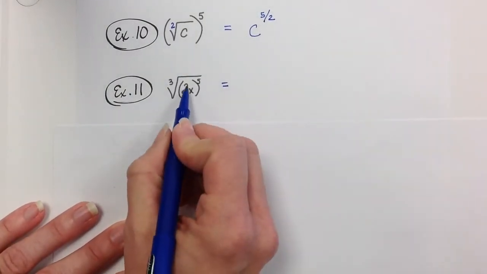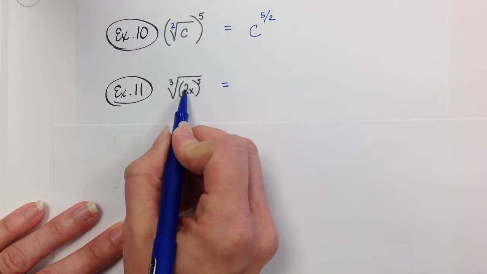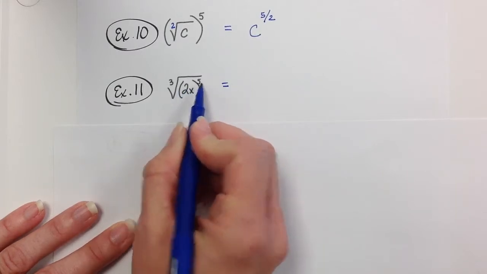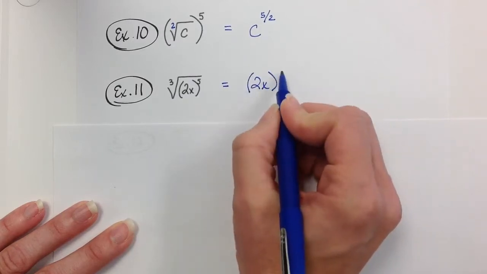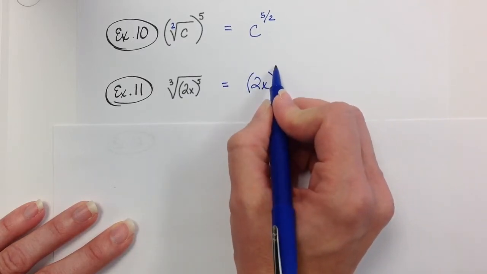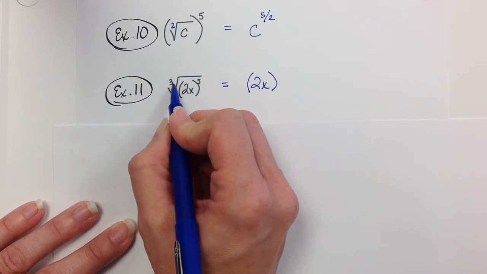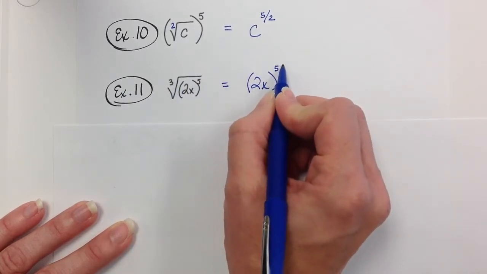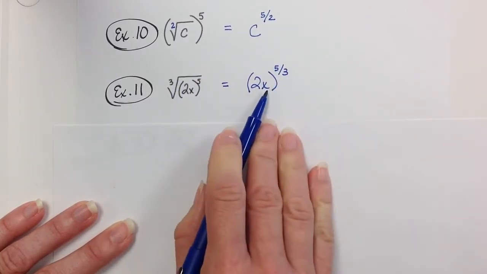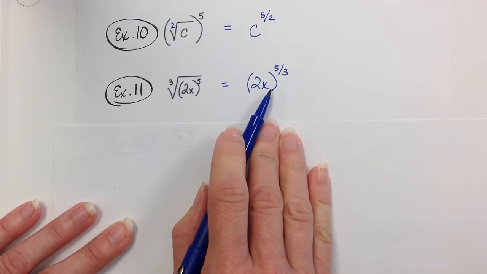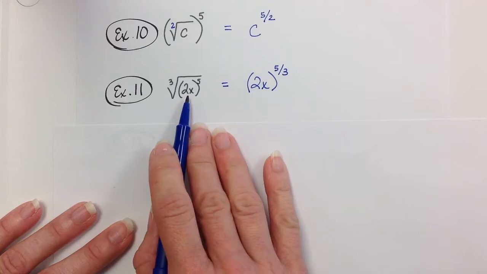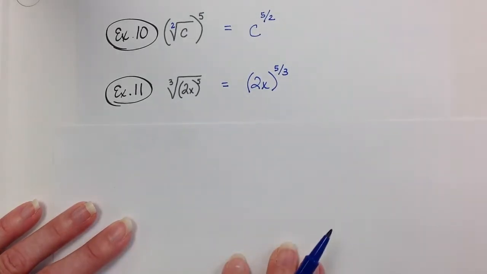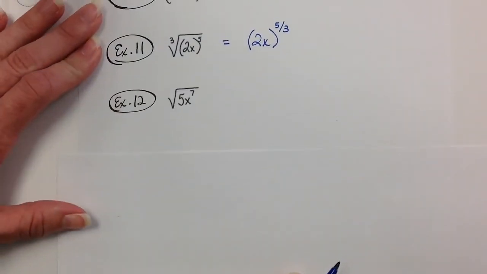Now, this time my base is the 2 and the x both because all of that's to the 5th power. So I would have 2x, and then I've got to raise this to a power, which would be 5 for your numerator, 3 for your denominator. But you have got to keep that in parentheses. If you don't, the 5/3 is only on the x, but you also have to include the 2 on that. All right, last one here.